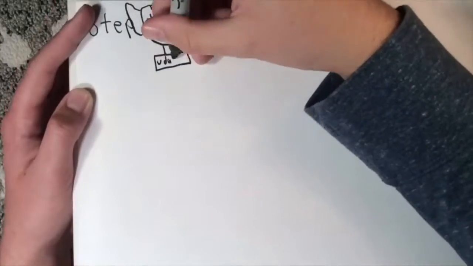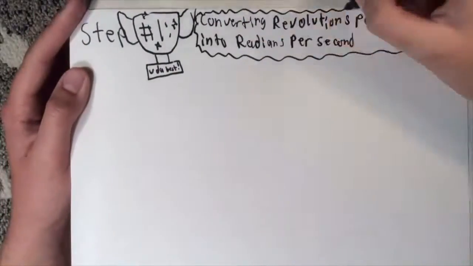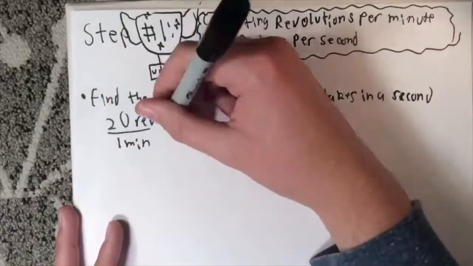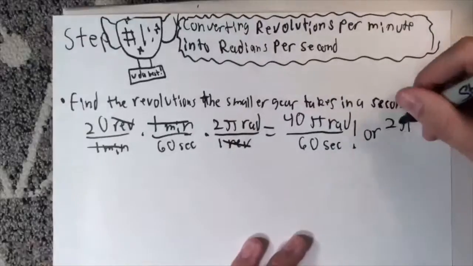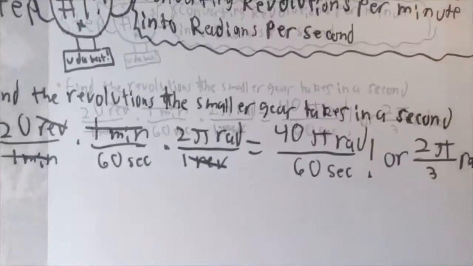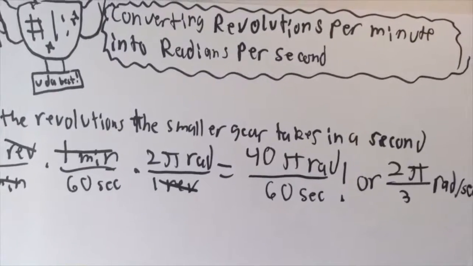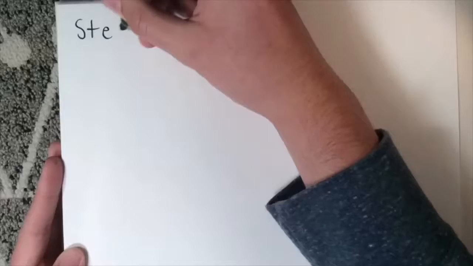Step number 1. Converting revolutions per minute into radians per second. Find the revolutions of the smaller gear in 1 second. 20 revolutions per minute times 1 over 60 seconds times 2 pi radians over 1 revolution equals 40 pi radians over 60 seconds, or 2 pi over 3 radians per second.